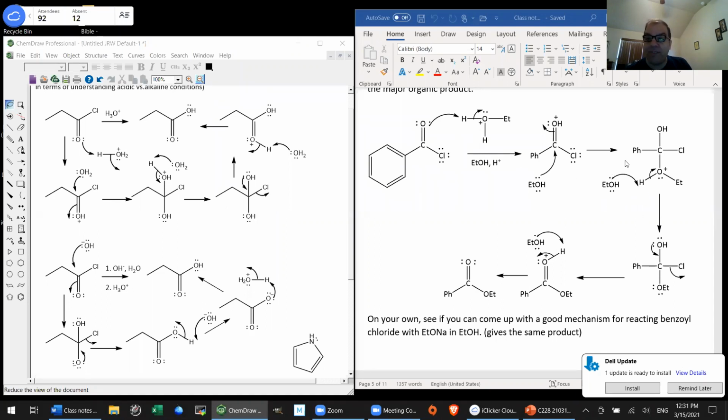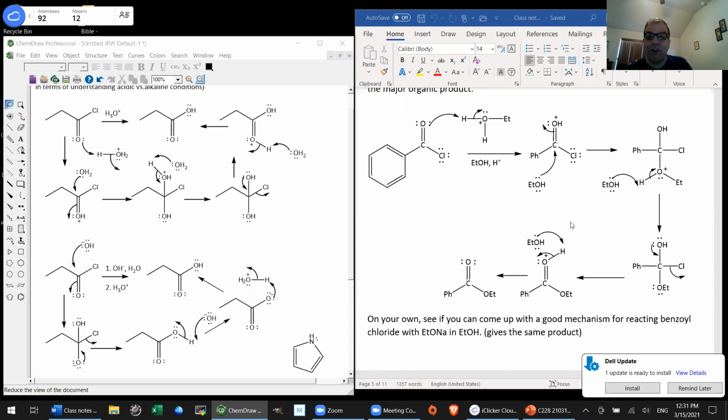You don't memorize EtOH goes here. That's not how to learn this material. It's always situational. You've got to look at what you're given. Having done that, now we have this neutral intermediate, and we can use an electron pair on the OH group to kick out the chloride ion, and you get this intermediate. It's essentially the ester that we expect to get, except protonated.